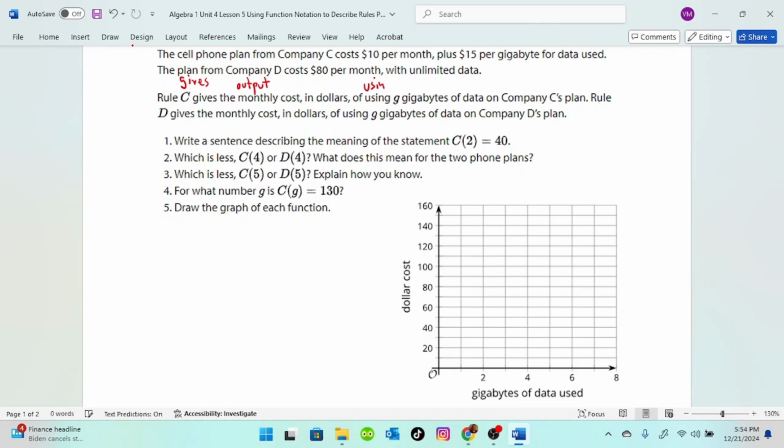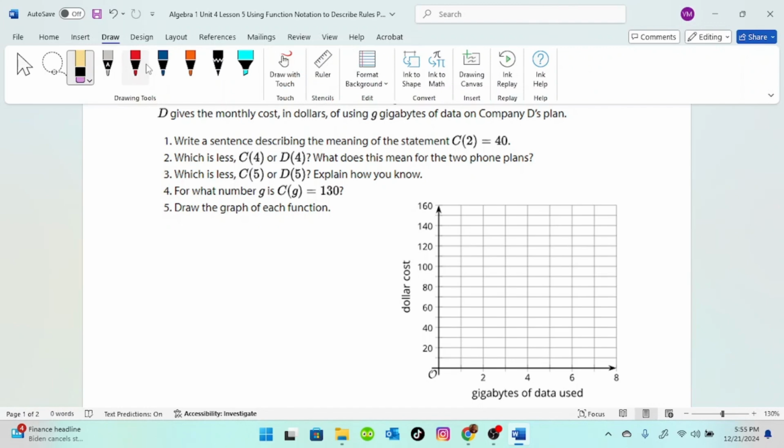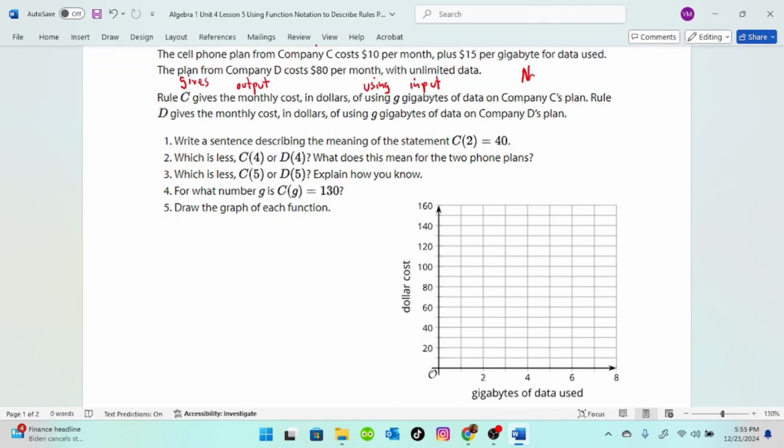Using, the next thing it lists is going to be the input. We also need to remember that with function notation, we have name, then in parentheses, we have the input, and it equals the output.